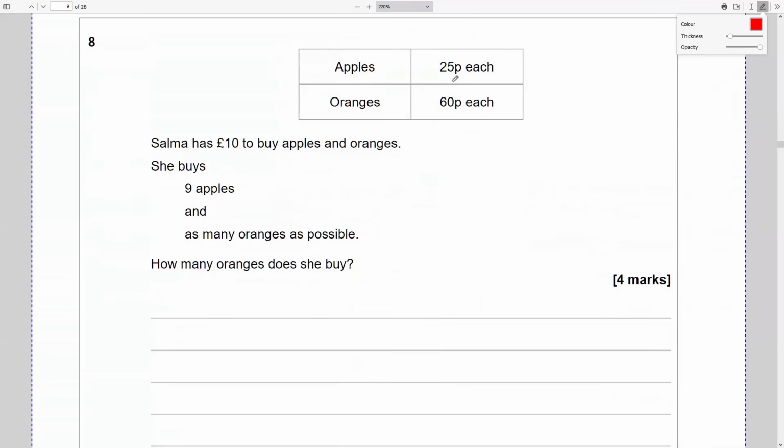Question 8, we've got apples, 25 pence each, oranges, 60 pence each. Salma has £10 to buy apples and oranges. She buys 9 apples and as many oranges as possible. Okay, so we've got to find out how much the 9 apples cost. Well, that's 25 pence times 9. The easiest way would be to go 10 times, which would be 250, and take off 25, which is going to be 225. Yes, £2.25.